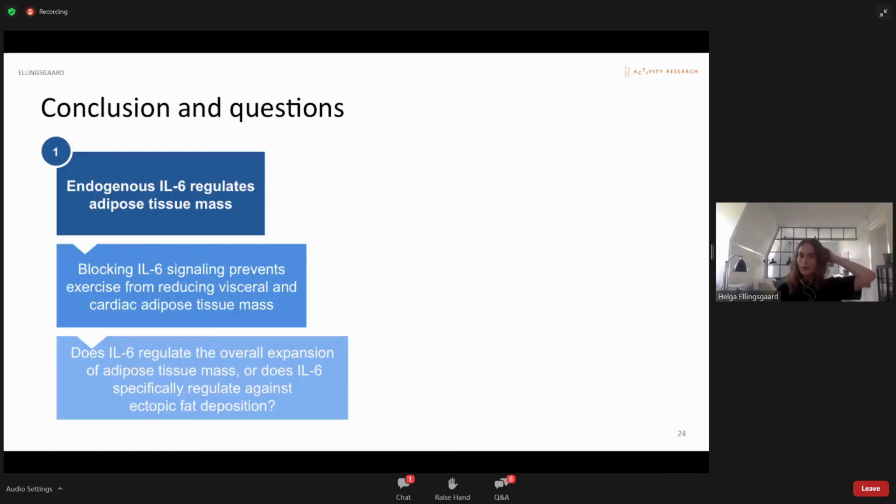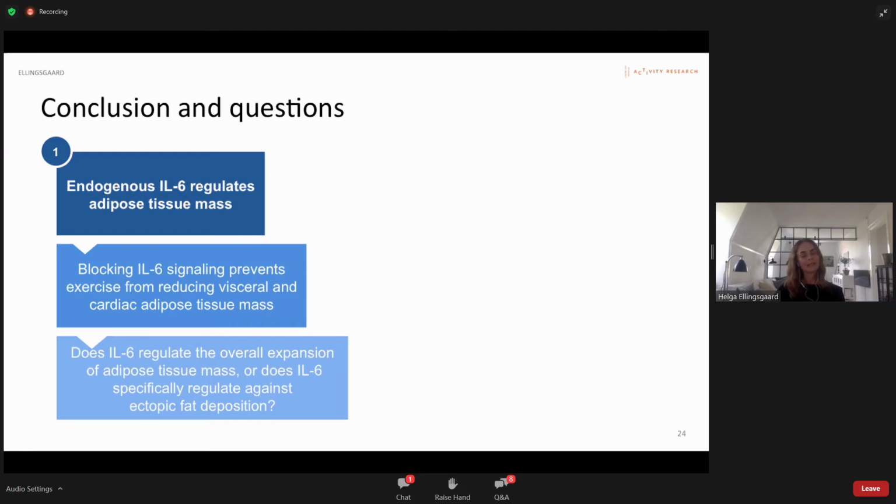So to conclude, endogenous IL-6 regulates adipose tissue mass in humans. We have shown this by blocking IL-6 signaling using the IL-6 receptor antibody, tocilizumab, and we found that blocking IL-6 signaling prevents exercise from reducing visceral and epicardial adipose tissue mass. And there were signs of tocilizumab on its own leading to expansion of visceral adipose tissue mass.